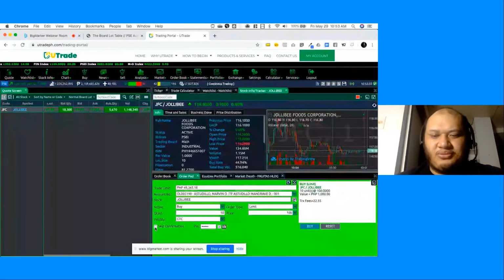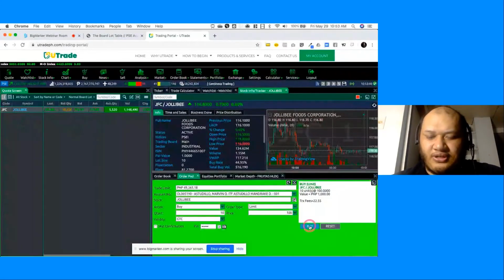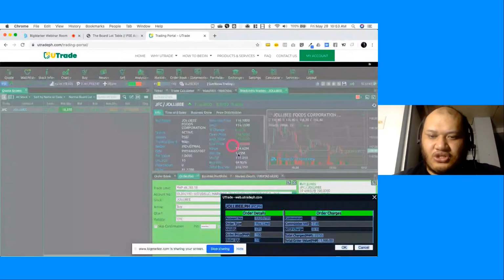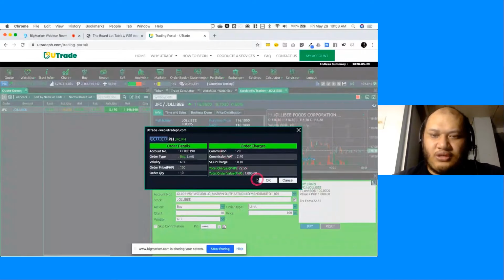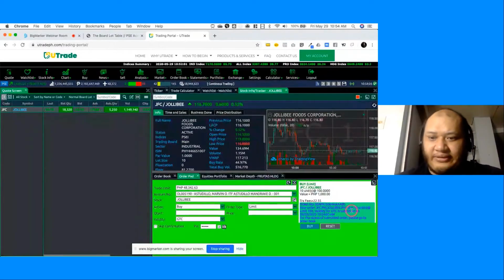So it's still up to you. I'll click on buy here, so I'll buy Jollibee for a price of 100. There would be a confirmation asking, do I really want to buy? The total is 1,000, and the charge is 22 pesos and 55 cents. So I click on OK, and you'll see it would buy.